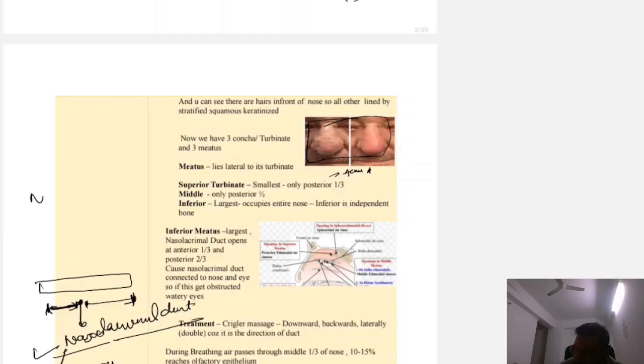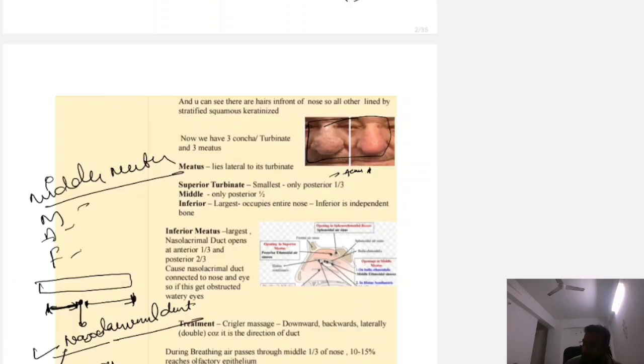Now let's talk about the middle meatus. The middle meatus has the content MAF. What is MAF? It has the opening of the maxillary sinus, the opening of the anterior ethmoidal sinus, and the opening of the frontal sinus.